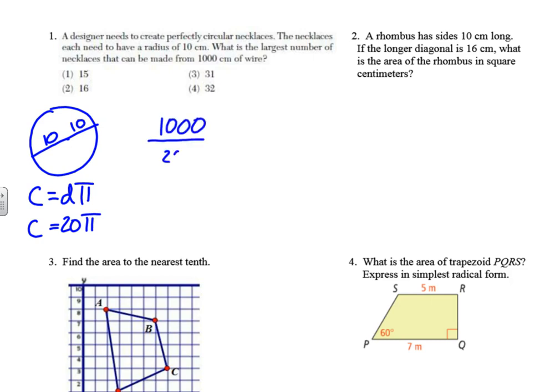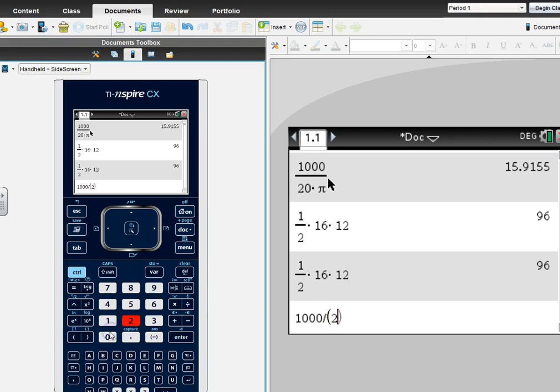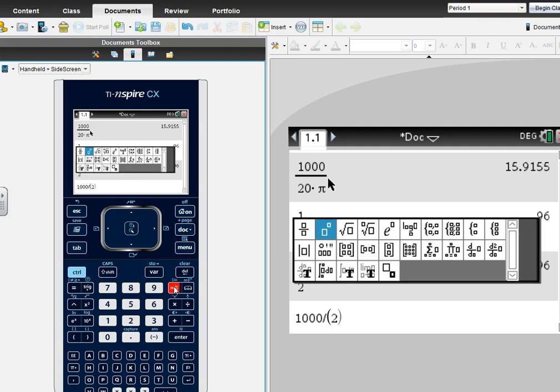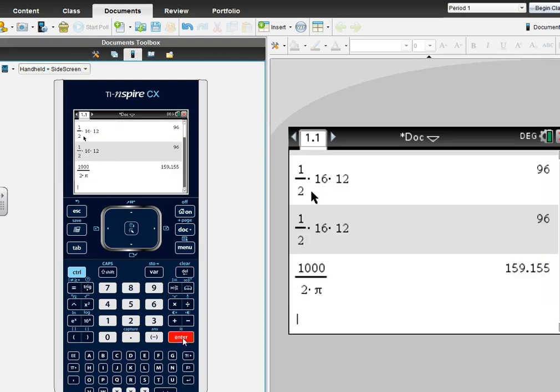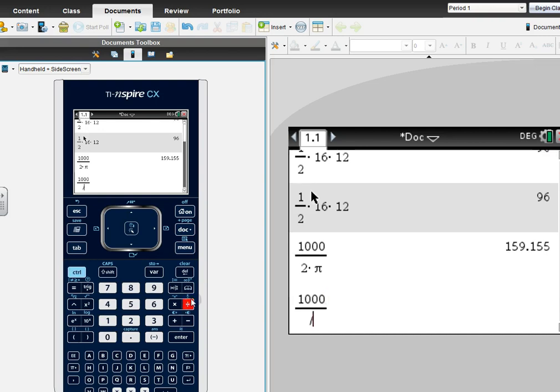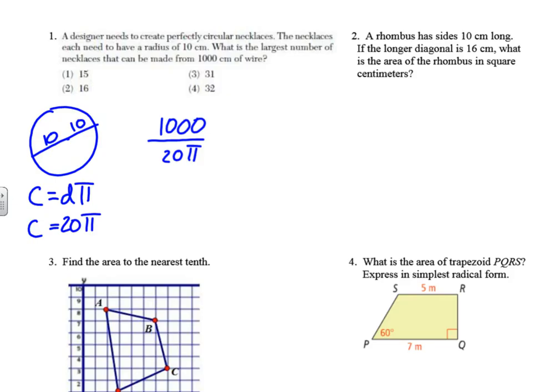So if we take 1,000 and we divide it by 20 pi, I'll just bring that up here. I've actually done that before, so let me clear it out here. So we have 1,000 divided by, and sometimes if you're going to divide it, you might want to put it in parentheses, 20, and then pi. Whoops, I did 2 pi instead of 20 pi. So 1,000 divided by 20 pi is 15.9155.